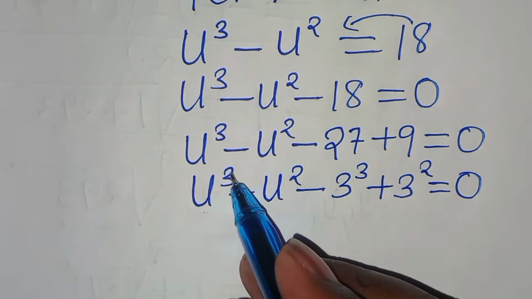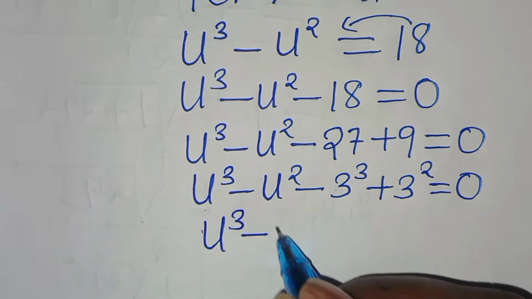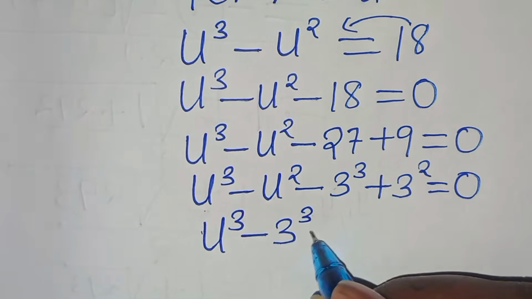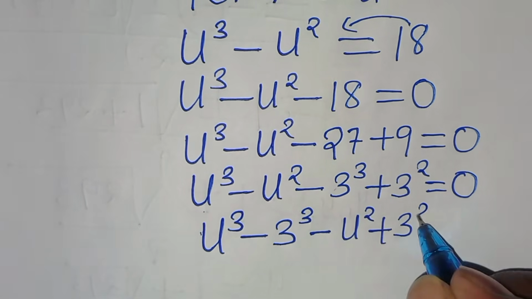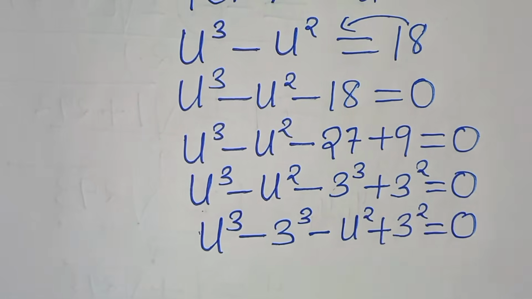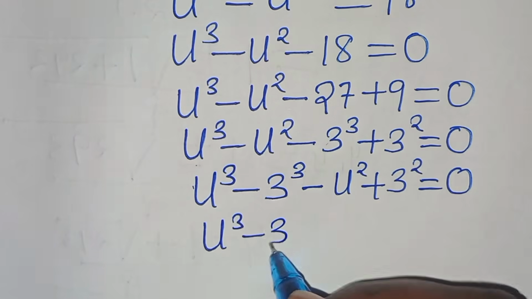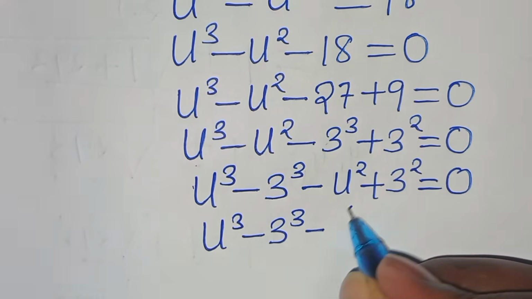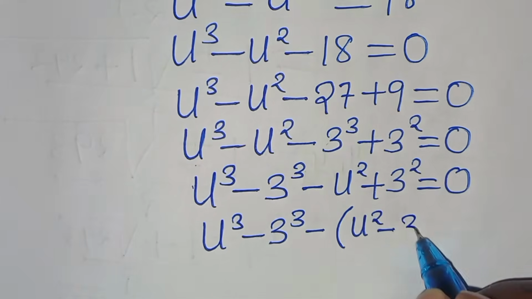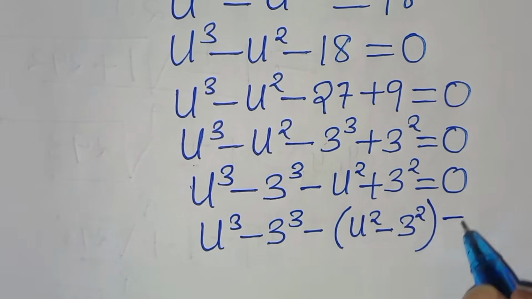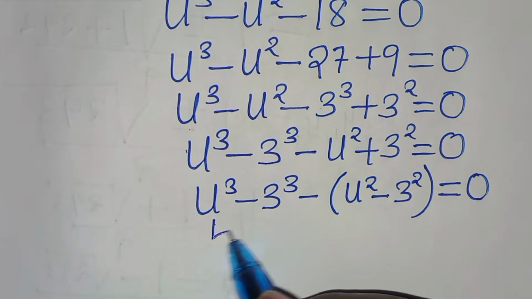Now we have u to the power of 3 and 3 to the power of 3, so we can express this as u to the power of 3 minus 3 to the power of 3, then subtract u to the power of 2, then plus 3 to the power of 2, this is equal to 0. So this is u to the power of 3 minus 3 to the power of 3, in parentheses, subtract, in parentheses, u to the power of 2 minus 3 to the power of 2, this is equal to 0. Now, we have got two parts here.